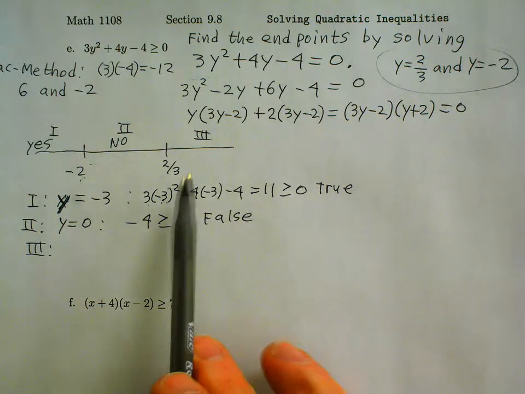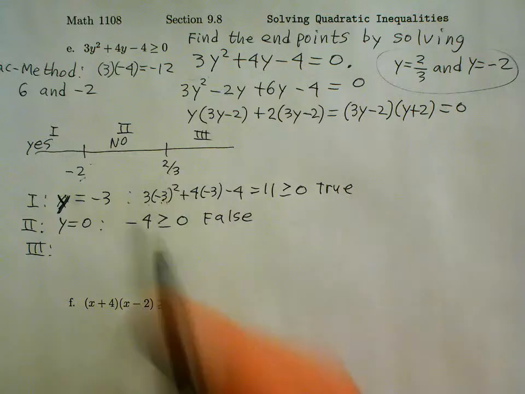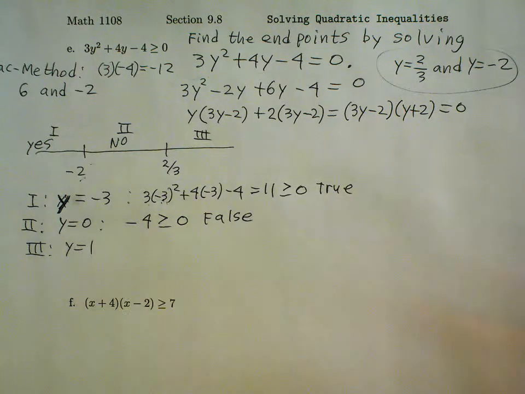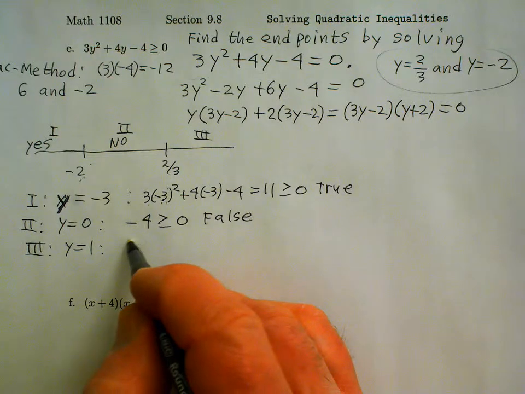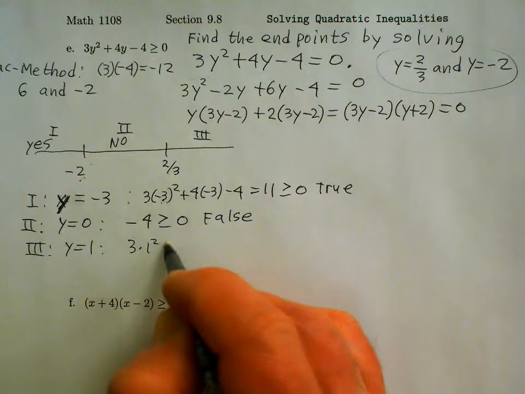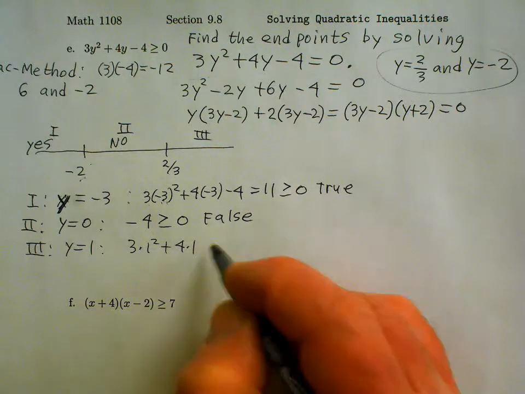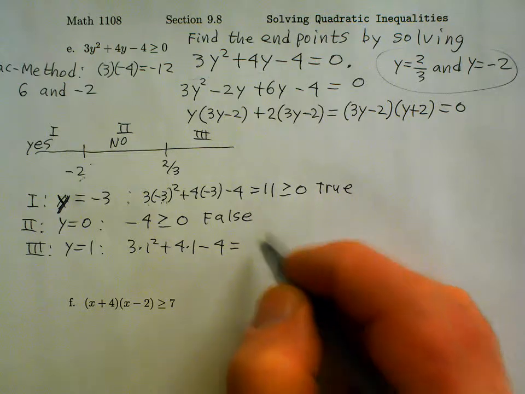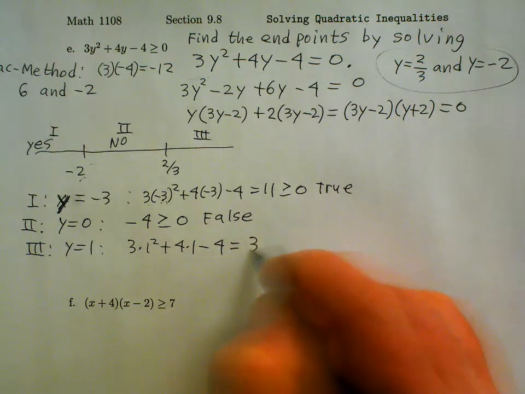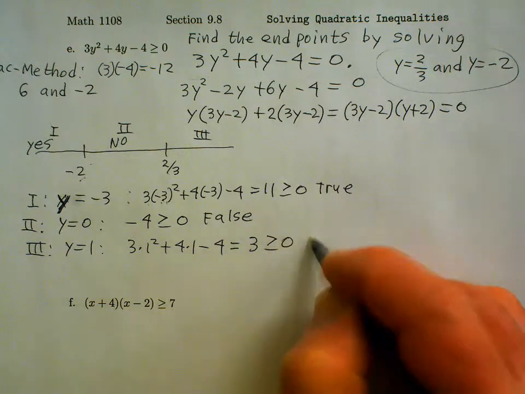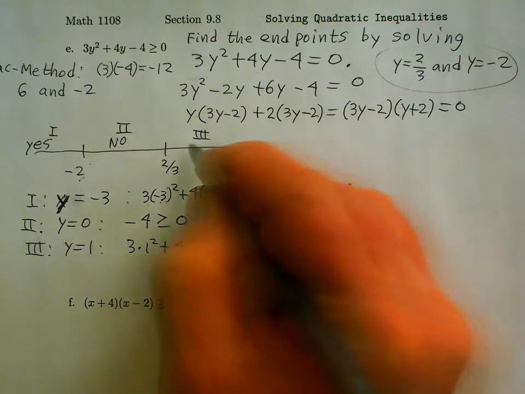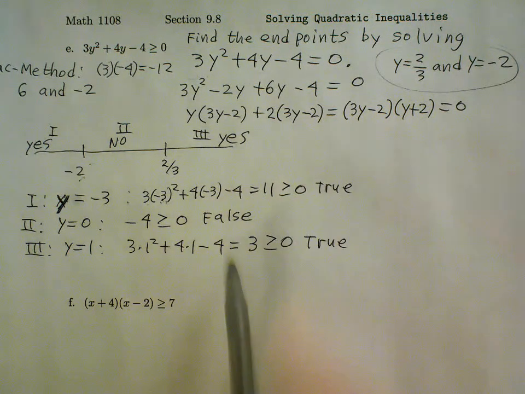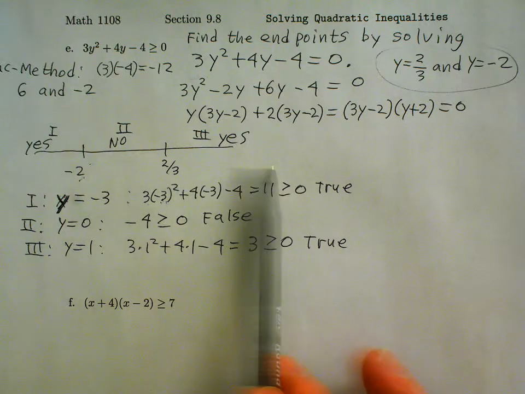In the third interval, pick a number greater than 2/3. So I'll pick y to be 1 this time. Replace every y with 1. We get 3 times 1 squared plus 4 times 1 minus 4. This is equal to 3, and 3 greater than or equal to 0 is true. So all of the numbers greater than 2/3 are solutions.